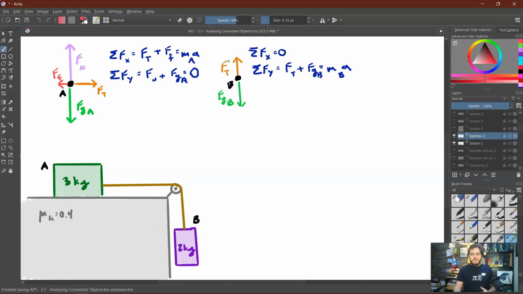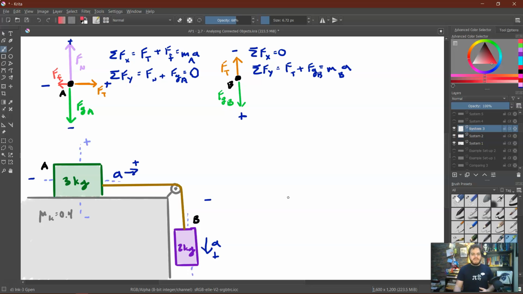As for block B, it accelerates downward, so F_GB must be bigger than the tension force going up. And we know there are no forces in the X, nice and easy. In the Y, it must be accelerating downward. So let's define, once again, our direction of acceleration as being positive. And this is really where people freak out a little bit. Remember, this acceleration here is the same as this acceleration because they are connected. For block B, I'm going to define positive as being down.